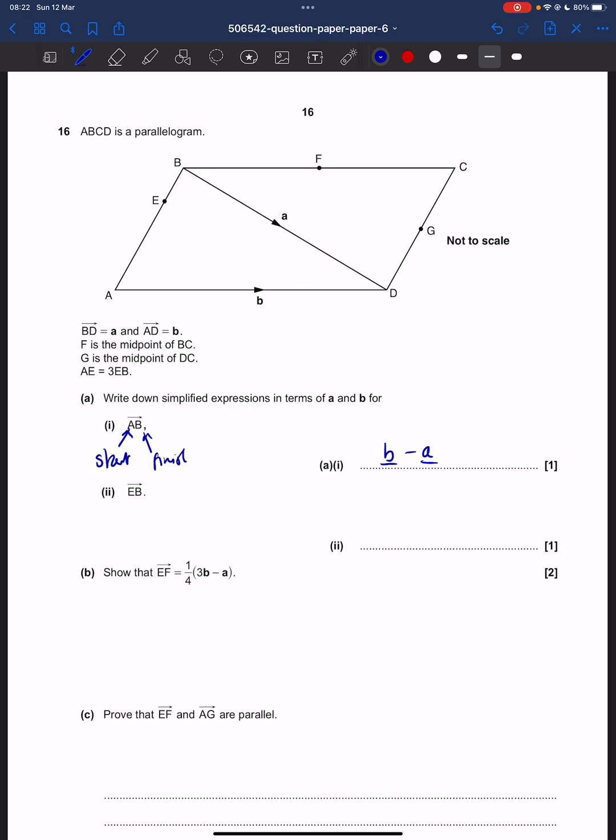Right, E to B. We've got to use this ratio now though. So we need to do that one, and then we do that one. Okay, so because this is in a ratio of 3/4, 1/4, this is going to be 1/4 of B minus 1/4 of A.